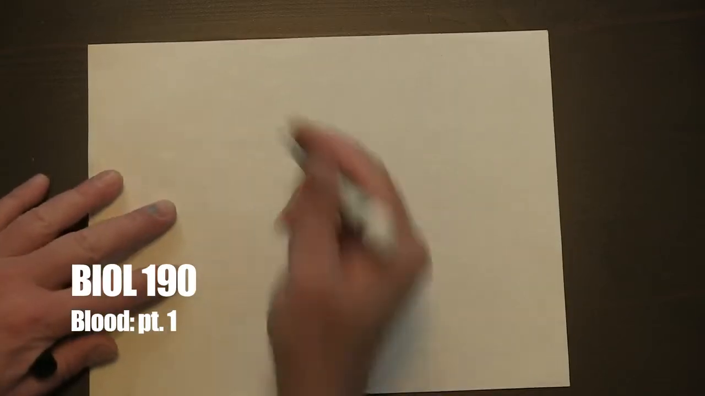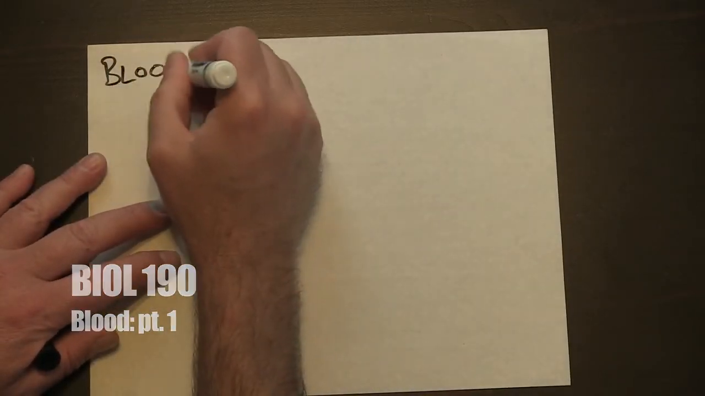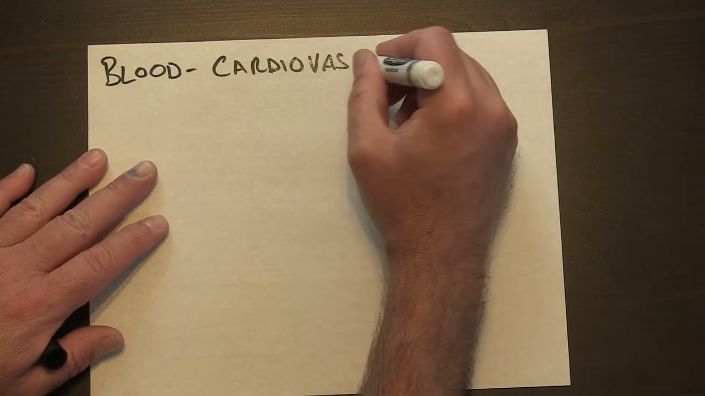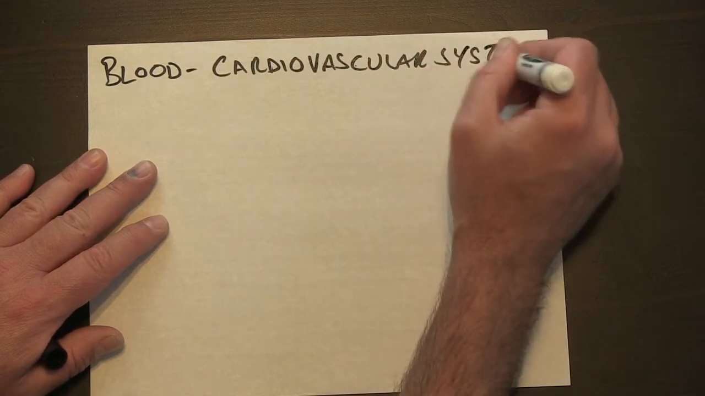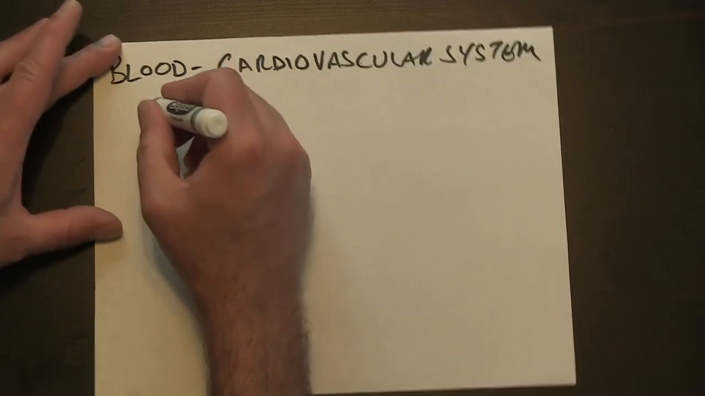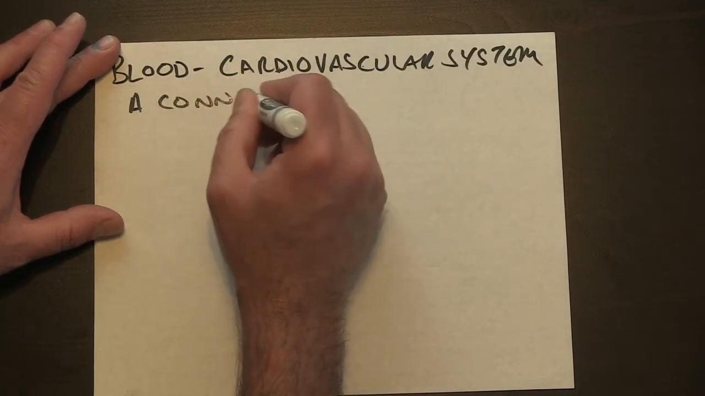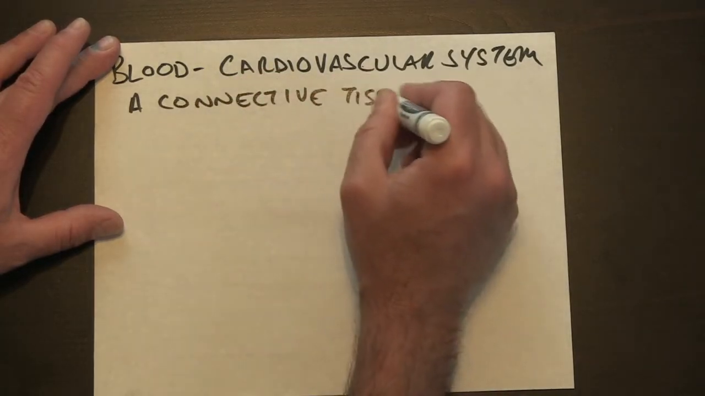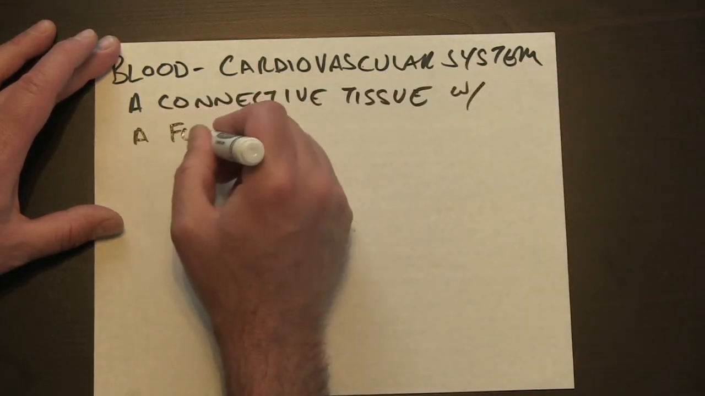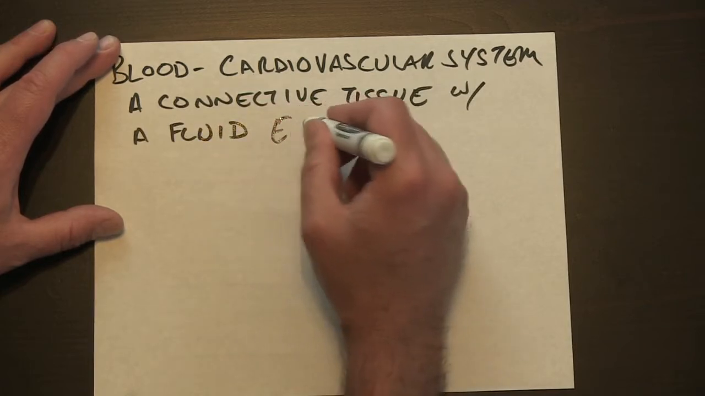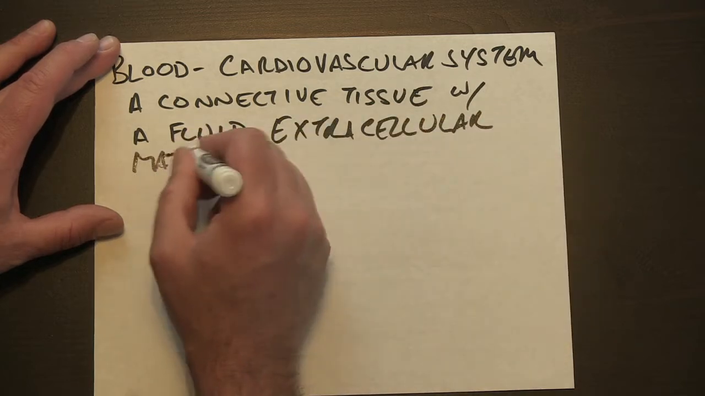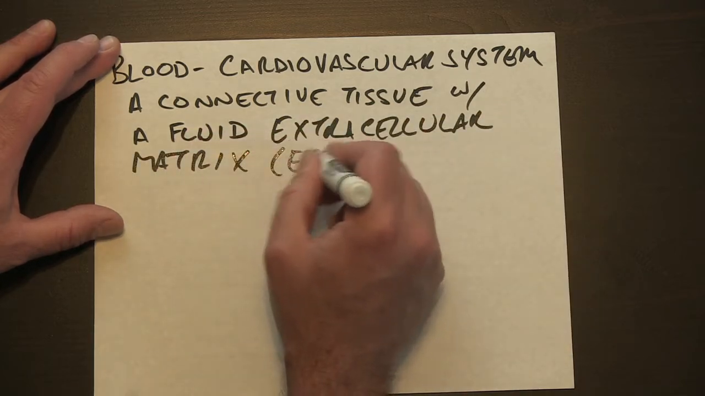Today is the blood lecture, first part of the cardiovascular system that we'll be looking at. And we all know that blood is a connective tissue. Remember from histology. And it has a fluid extracellular matrix, or ECM.